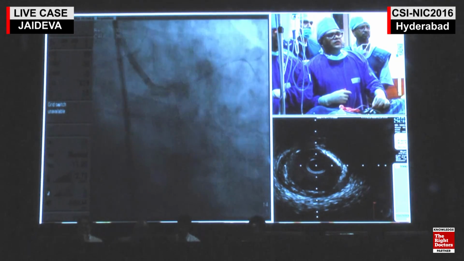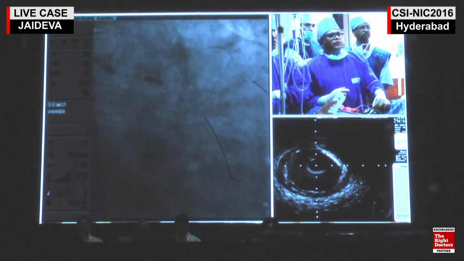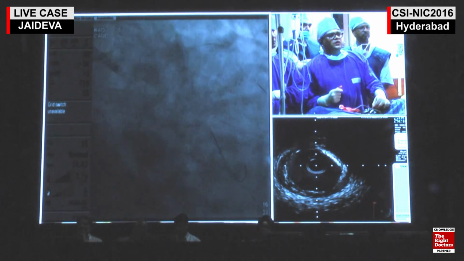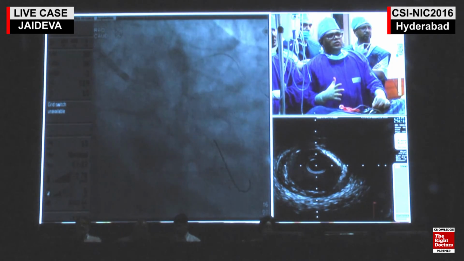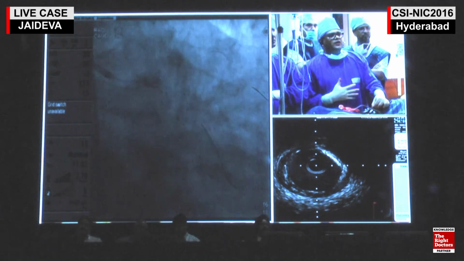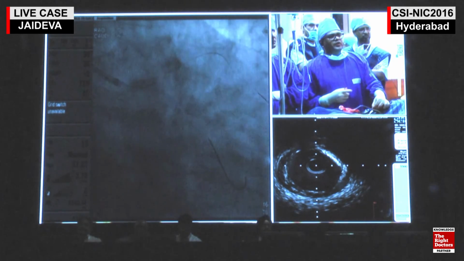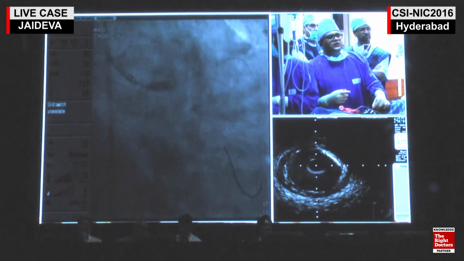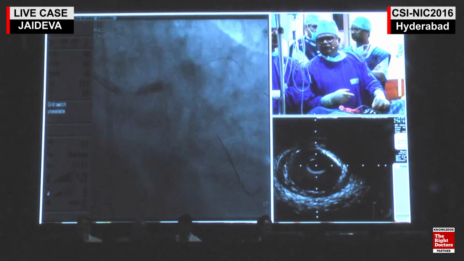And so the ramus got occluded. This was the Xience Prime, a 4 into 28 Xience Prime. So then we rewired the ramus, removed the trapped wire from the ramus, and dilated with a 2.5 millimeter balloon. Next view, please. And proximally here we did the optimal POT hurriedly with a 4.5 millimeter balloon.